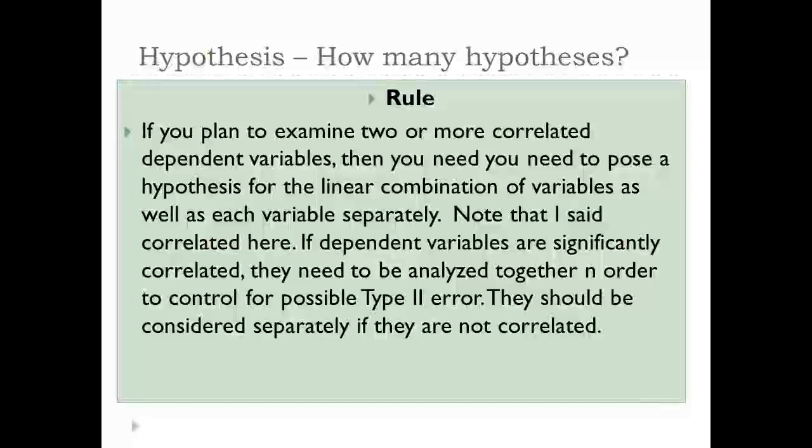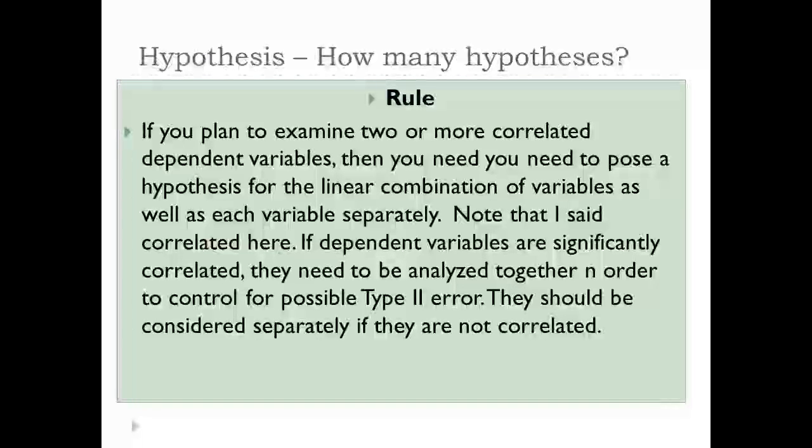So let's say you had 3 dependent variables. You'd write a hypothesis for each of the 3 dependent variables, and then you would write a hypothesis for the linear combination of those 3. Unlike the independent variables, you don't have the multiple interaction hypotheses.